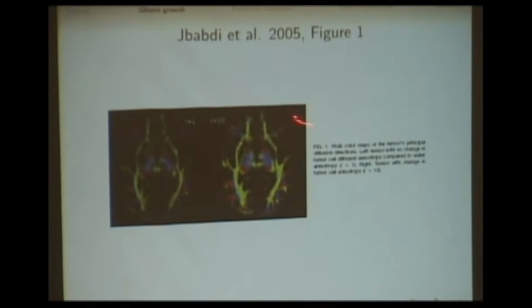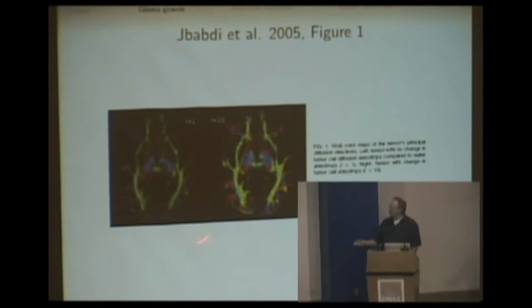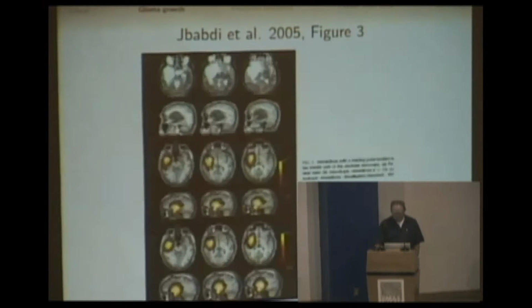Here's another representation of the same kind of data, where now you can color code the directionality of the white matter. So green is tracks which go up and down, red is tracks which go left and right, and blue are tracks which go into the screen and out. And then here's the enhancement. So that's the original picture, and this would be the enhancement used by Jbabdi with the factor R equal to 10. So it's more pronounced than it was before.